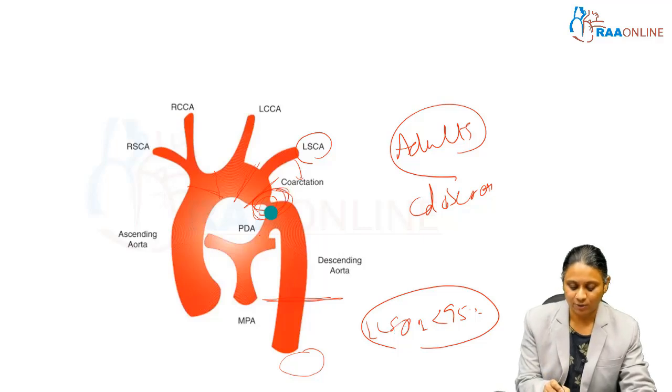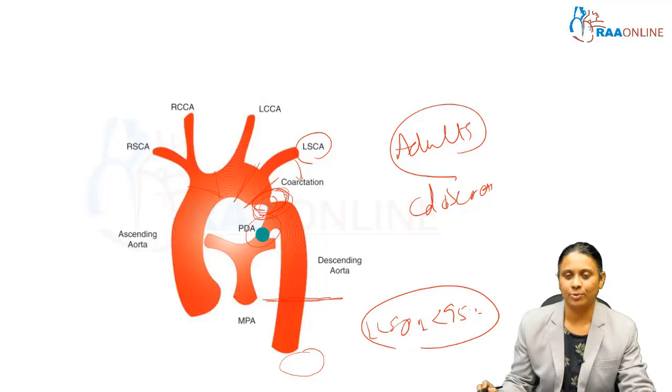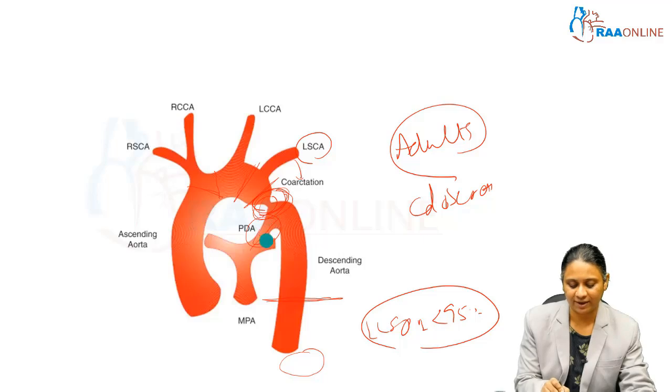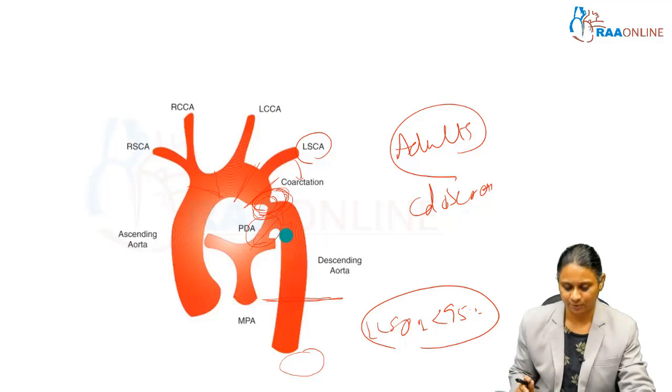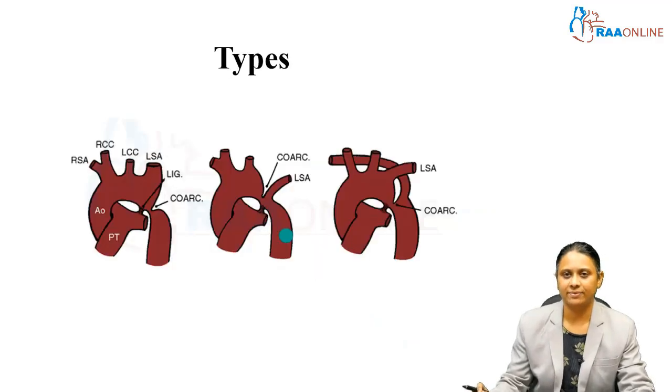Usually patients with COA will have a very wide ductus. So that is supporting the flow theory of Rudolph, that is, the flow is preferred across the ductus rather than the aorta. So, 3 different types of COA.